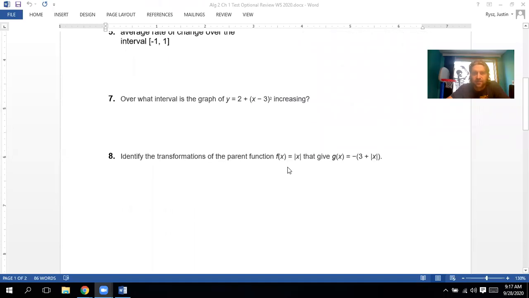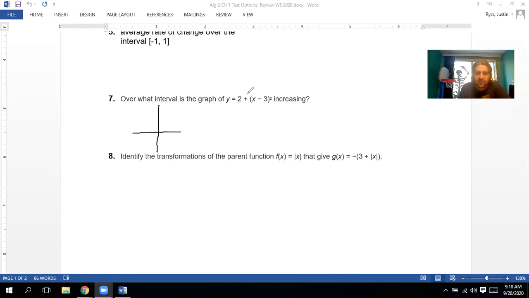All right, where is the graph increasing? On y equals 2 plus (x minus 3) squared. Okay, so if I were to graph this out, this is a parabola because my parent function notes tell me x squared makes a parabola shape. So it's going to be a U shape, and it's going to be some type of transformation of the U shape because we have some things.